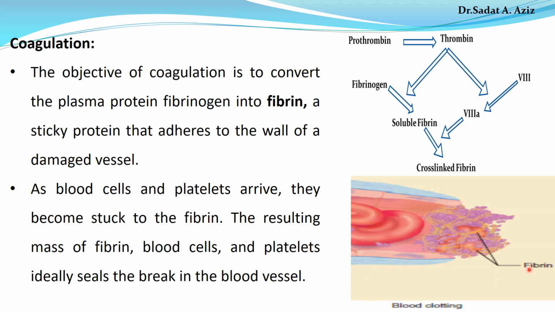Fibrin is a sticky protein that adheres to the wall of a damaged vessel. Fibrin is a sticky protein which results from the conversion of fibrinogen. So it's a sticky protein which is adhered to the damaged blood vessels.